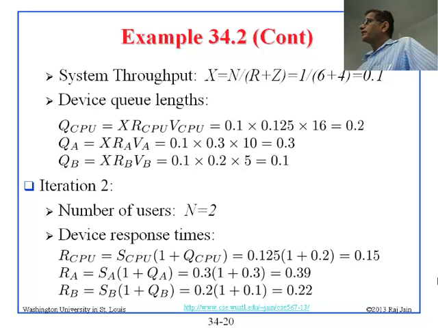0.125 and 1 plus 0.2, which is 0.15. The response time at disk A would be 0.39. Response time at disk B would be 0.22. So using these queue lengths, we can calculate the response time for the second user. Actually, this will be for each of the 2 users.